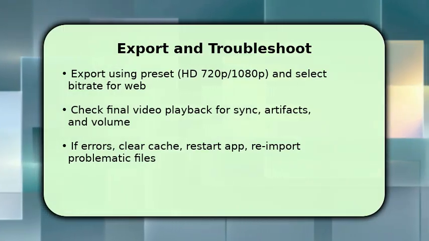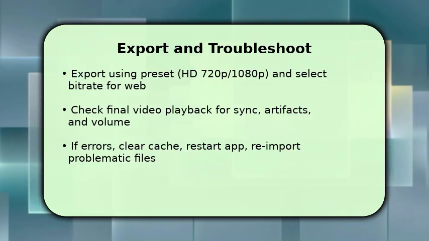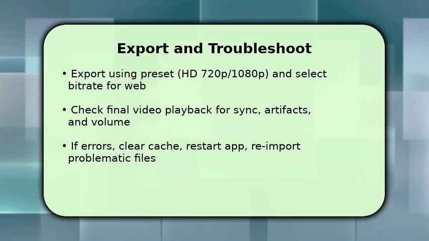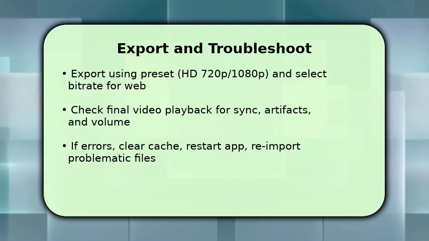If something goes wrong, try the one-key troubleshooting move. Clear the program cache, restart Windows Movie Maker, and re-import the specific file that caused trouble. This fixes most corruption and codec mismatch issues quickly.